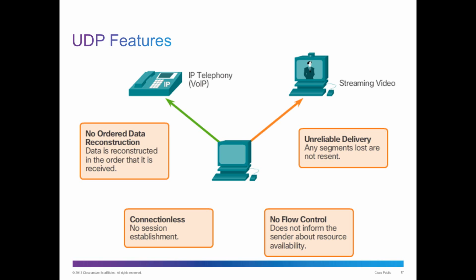No flow control: it does not inform the sender about resource availability. So if the timings have changed or the network has slowed down, we don't know. We just keep sending at the same rate, no matter what. So there's no checking of any sort going on with UDP.